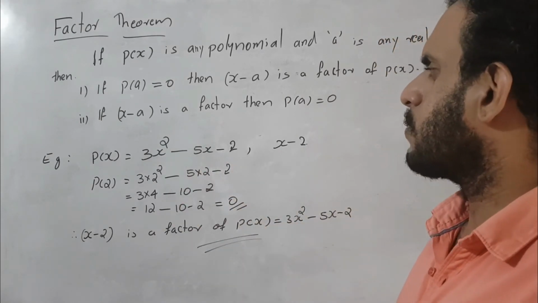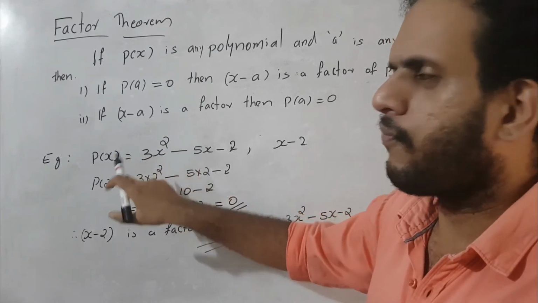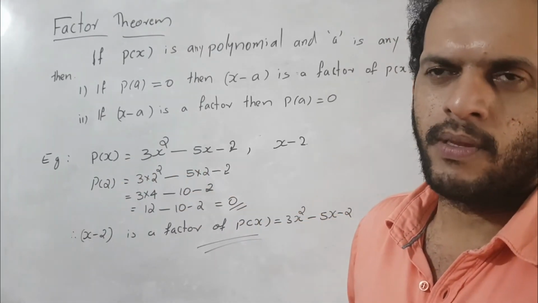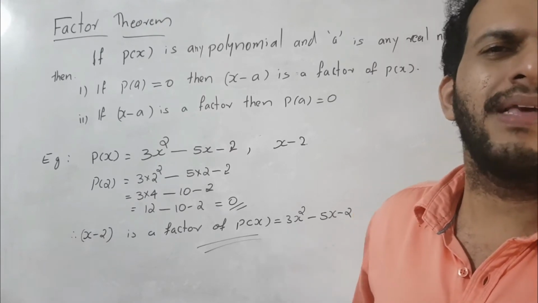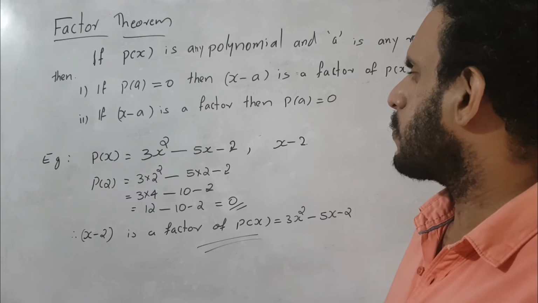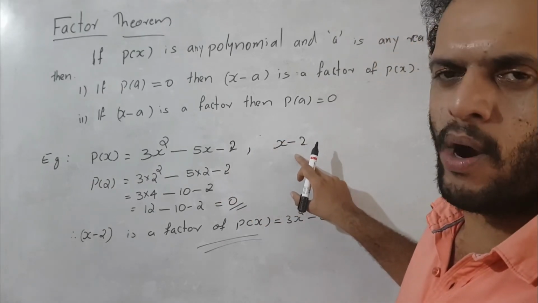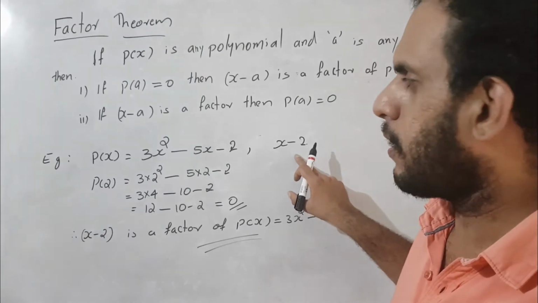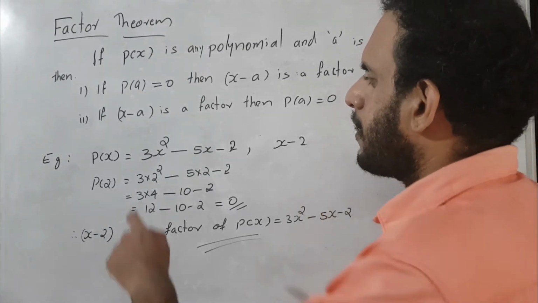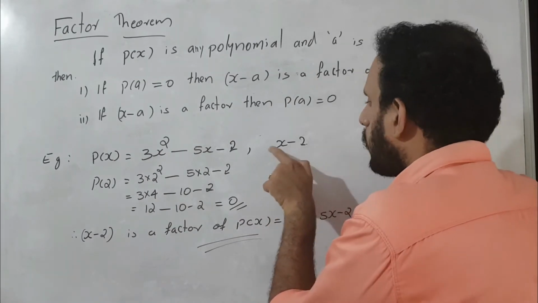p of x is equal to 3x square minus 5x minus 2? x minus 2 ഈ p of x ന്റെ ഫാക്ടർ ആണോ എന്ന് നമ്മൾ എങ്ങനെ ചെക്ക് ചെയ്യും? First we find what is the remainder if we divide 3x square minus 5x minus 2 by x minus 2. ഈ p of x നെ x minus 2 കൊണ്ട് ഡിവൈഡ് ചെയ്യുമ്പോൾ കിട്ടുന്ന റിമൈൻഡർ ഏതാണ് നമ്മൾ കണ്ടുപിടിക്കണം. How do we find? If we divide the p of x by x minus 2, okay, what is the form?